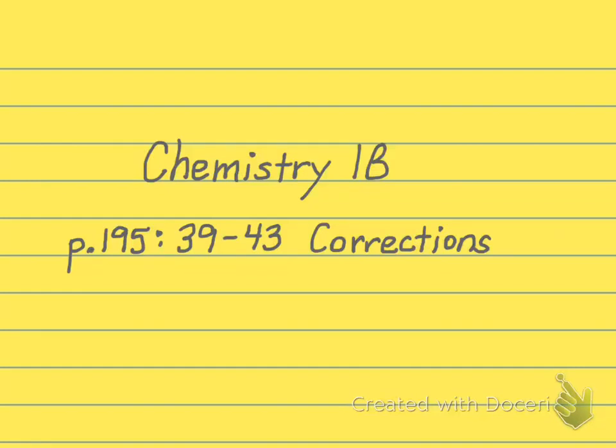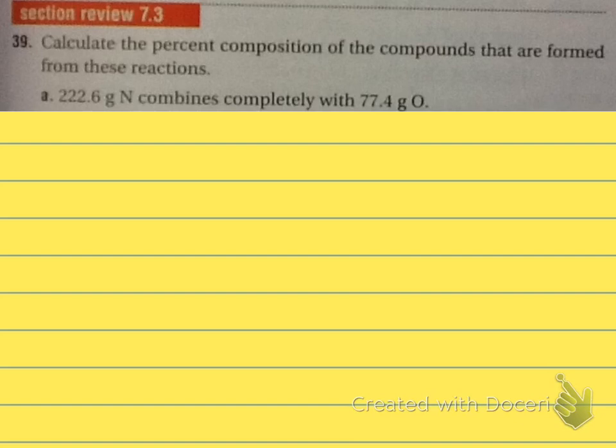Good morning, chemistry students. Here are the corrections for the homework assignment on page 195, questions 39 through 43. Question 39 asks you to calculate the percent composition of the compounds that are formed from these reactions. Letter A is 222.6 grams of nitrogen combines completely with 77.4 grams of oxygen.